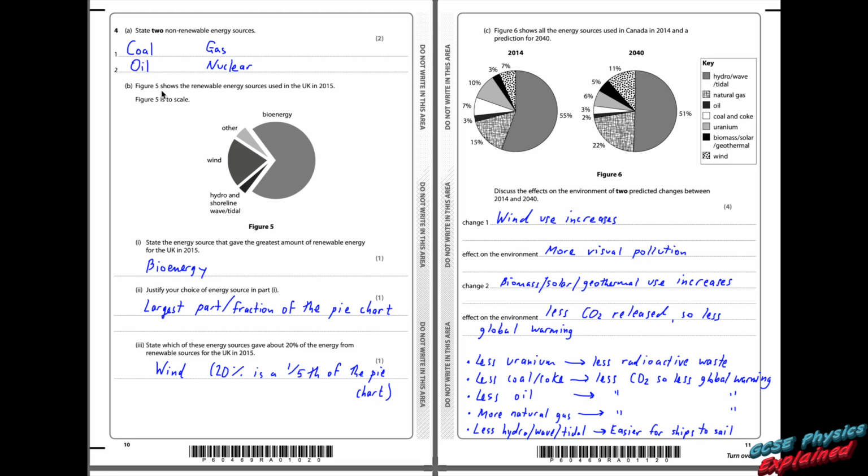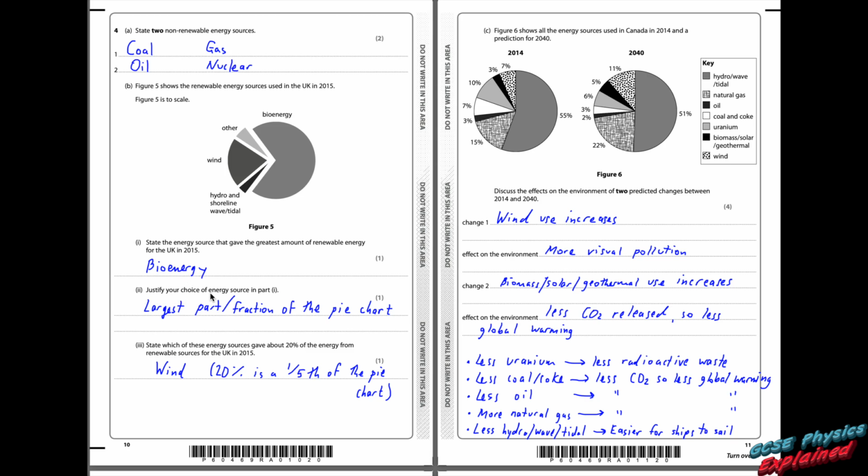Part B. Figure 5 shows the renewable energy sources used in the UK in 2015. State the energy source that gave the greatest amount of renewable energy for the UK in 2015. Well, they're all renewable energy. So that basically means that the biggest part of the pie is what we're looking for, and that's bioenergy.